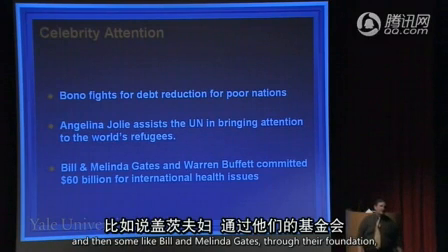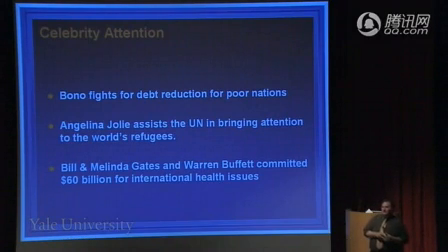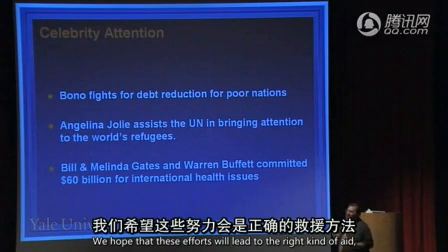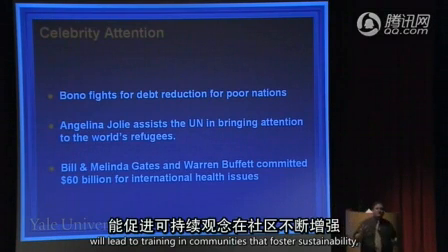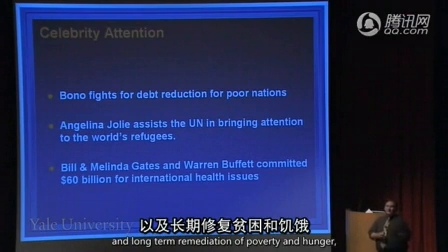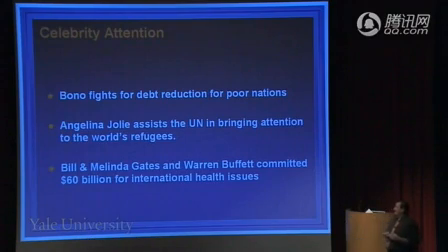And then some, like Bill and Melinda Gates, through their foundation, give enormous amounts of money to try to help address these problems. So we hope that these efforts will lead to the right kind of aid, will lead to training in communities that foster sustainability and long-term remediation of poverty and hunger, and that this will help reduce the world's burden of the problem.